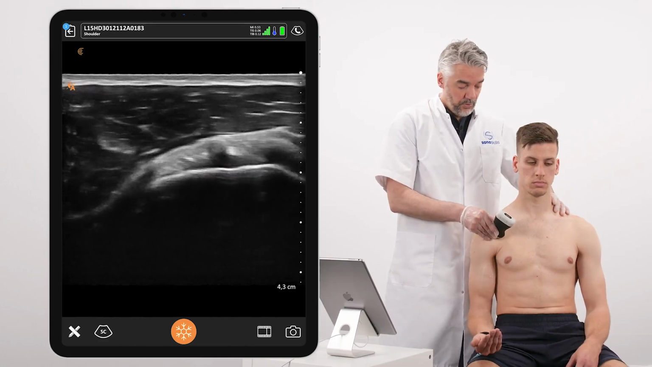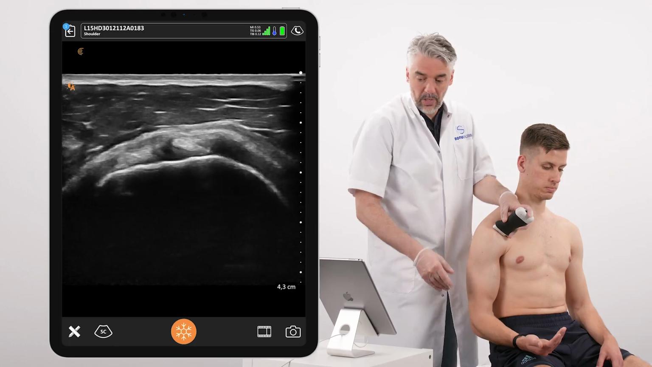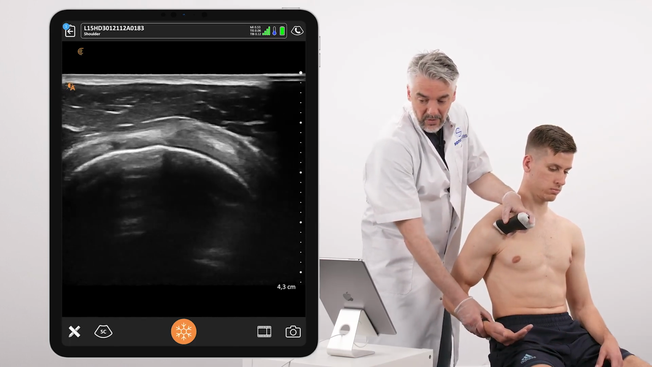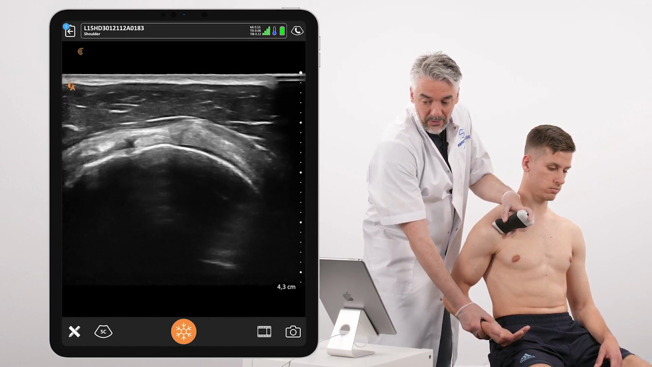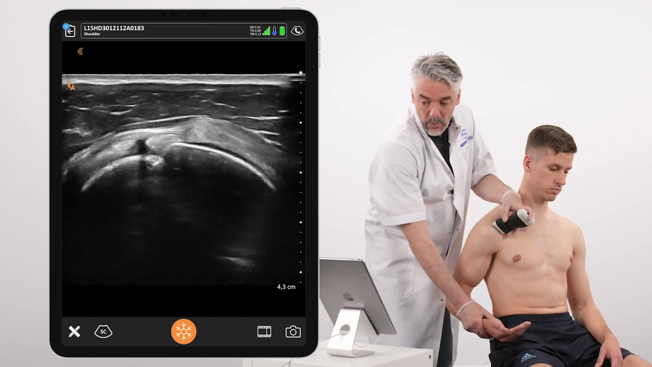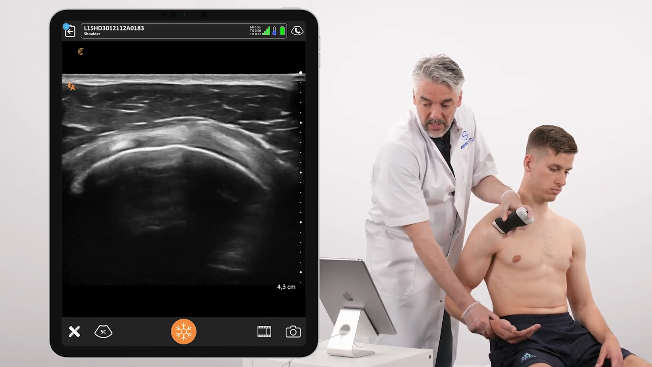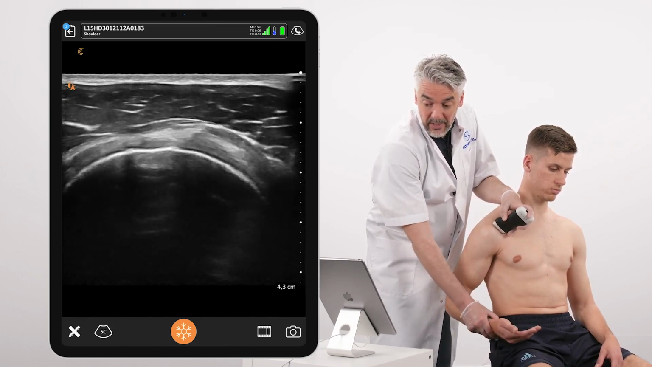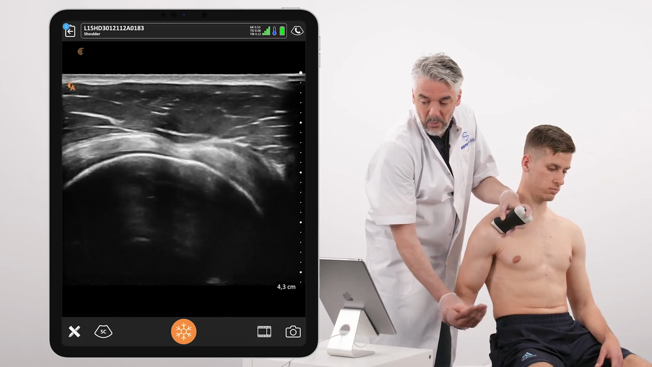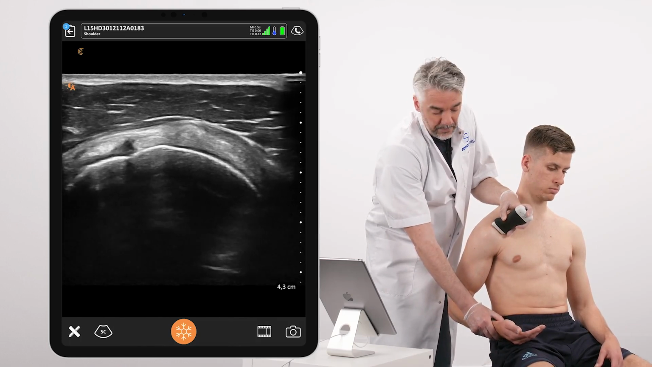So I'm going to turn the model a little bit, and what I will do is extend the arm, and with this extension I'm going to internally and externally rotate the patient's arm. And what we want to see is that the biceps follows the movement of the humeral head. And this is what's happening. So this is healthy. In an unstable situation, you will see that the biceps will move in the opposite direction.